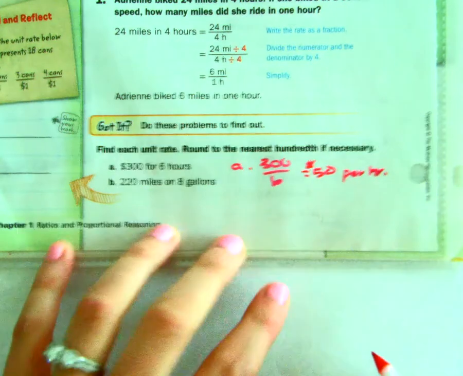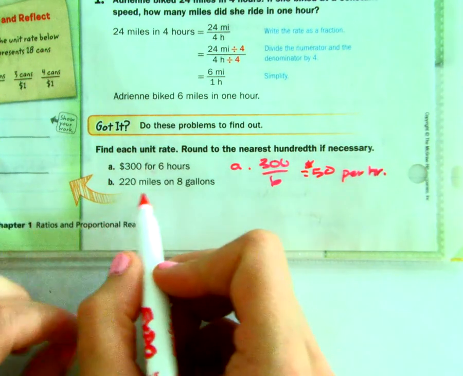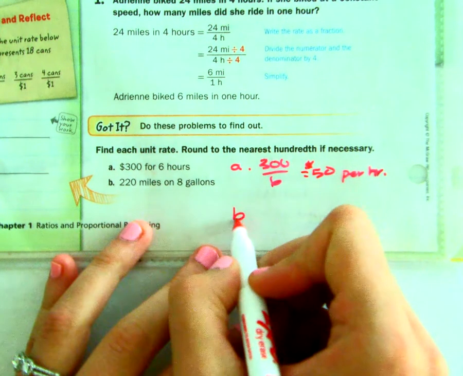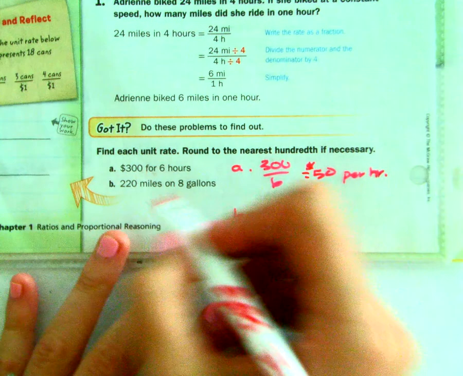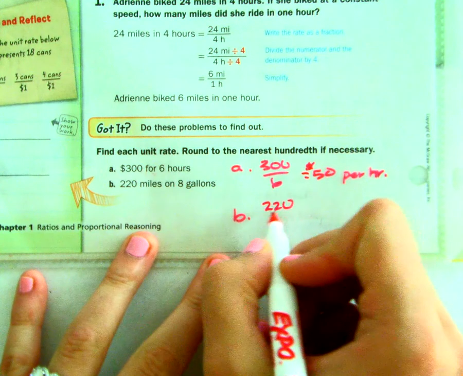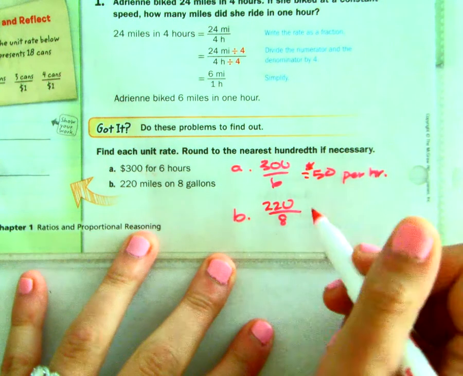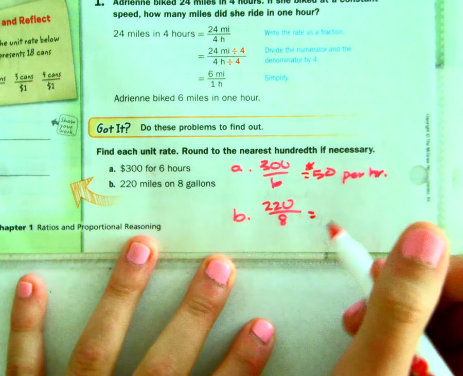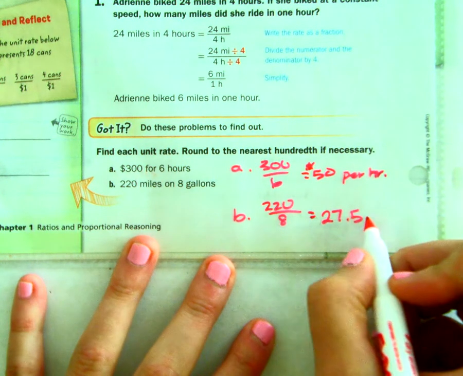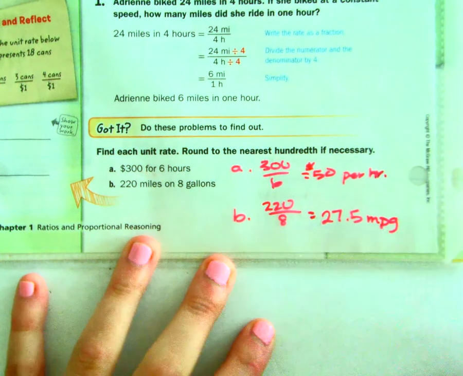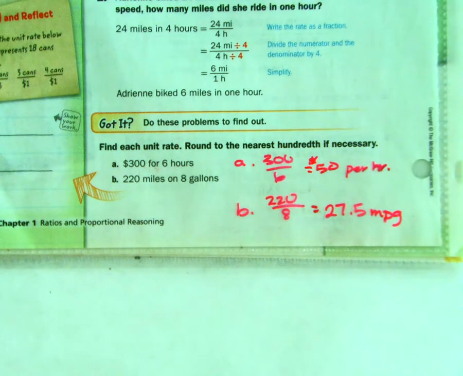Okay, example B. We have 220 miles on 8 gallons. Again, we have to ask ourselves, does it make sense to say miles per gallon or gallons per mile? Well, we want to know how many miles we can go in 1 gallon. So we set up miles in the numerator, gallons in the denominator, and then again we simplify, numerator divided by denominator. It's 27.5, so we say 27.5 miles per gallon. So again, when we're setting up unit rates, we have to think about our labels. To simplify, we take numerator divided by denominator.